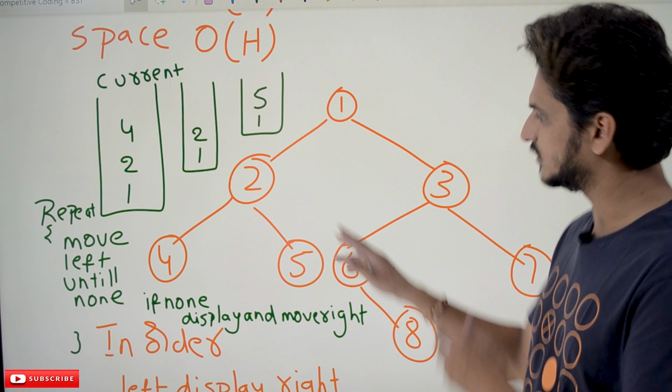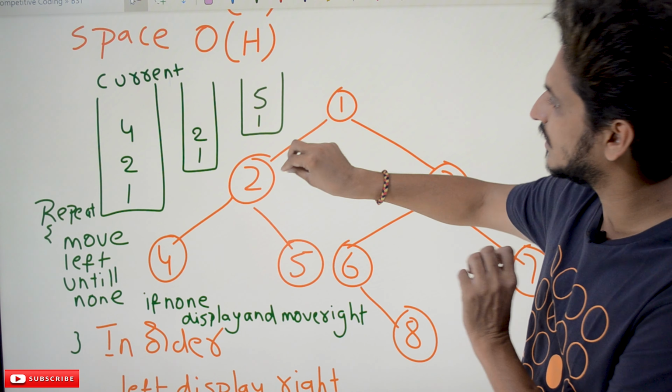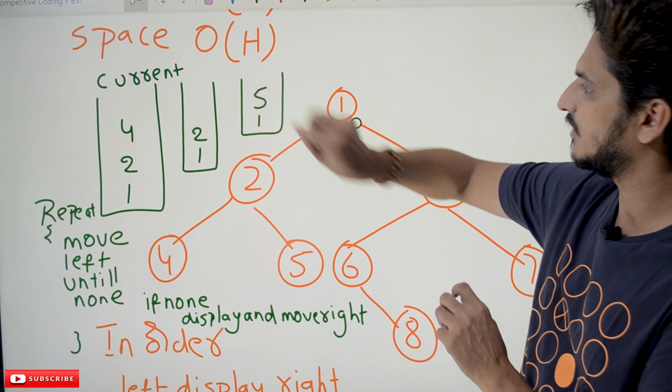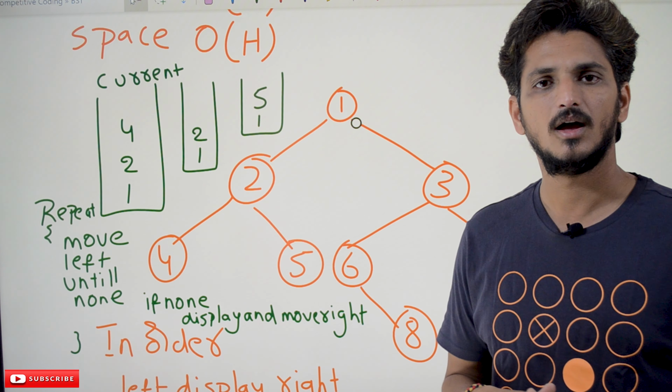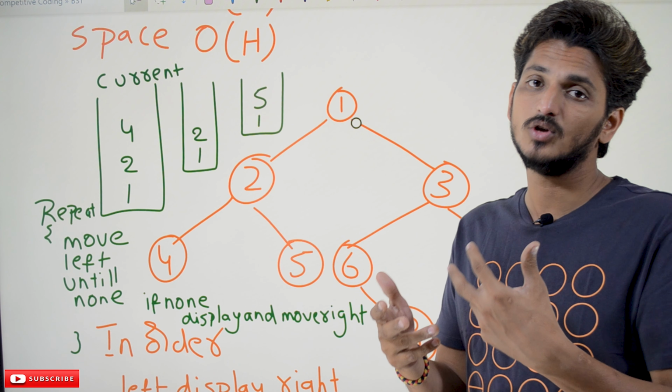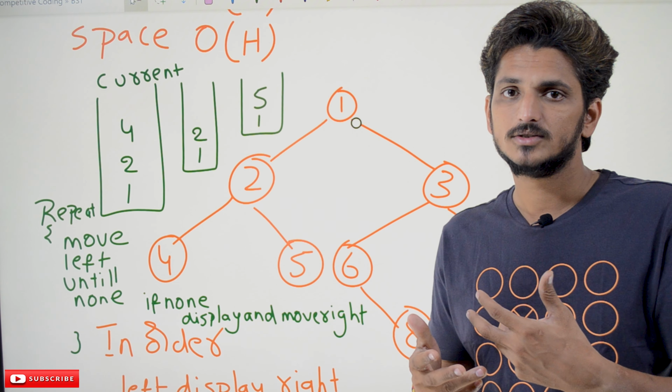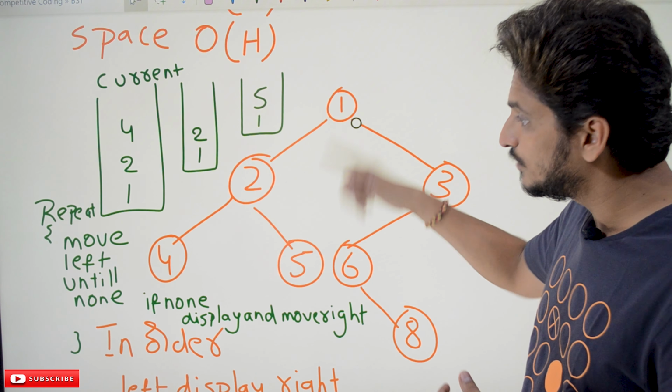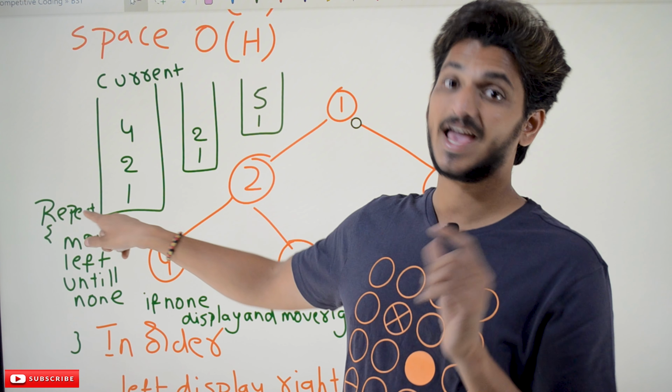Again right is none. So that's why if you take the element from the stack, it is 1. After removing 5, what remains in the stack? It is 1. This is the logic you have to implement. So this should be repeated until the stack is empty.